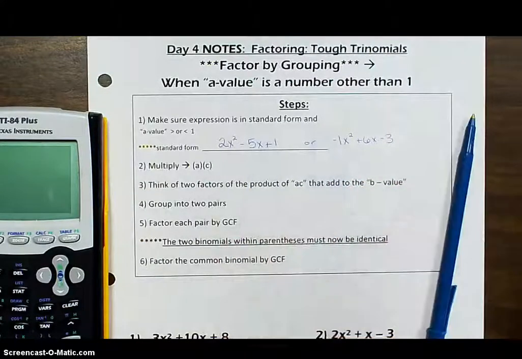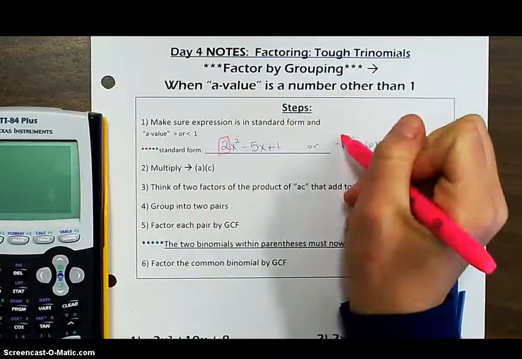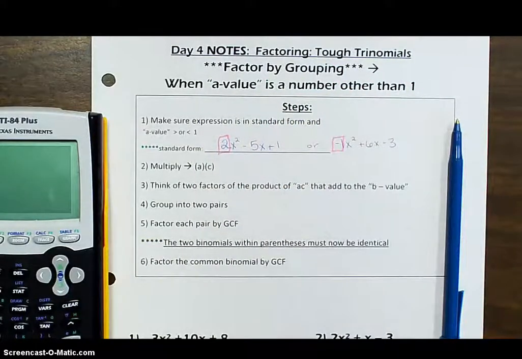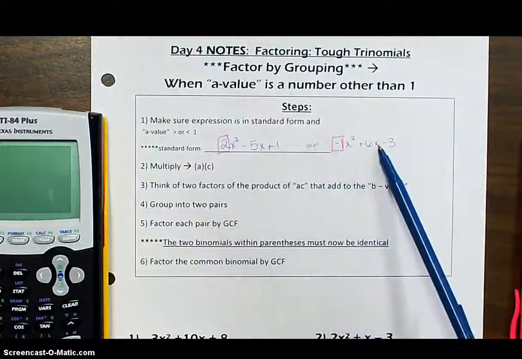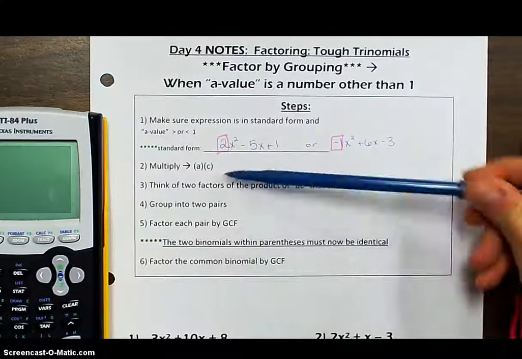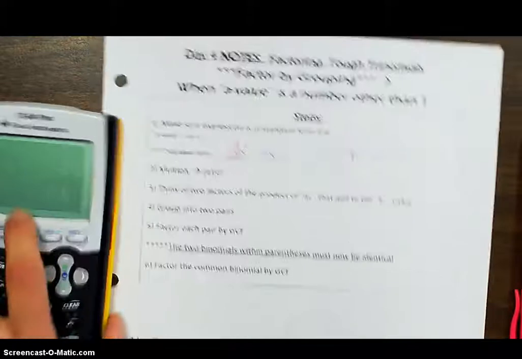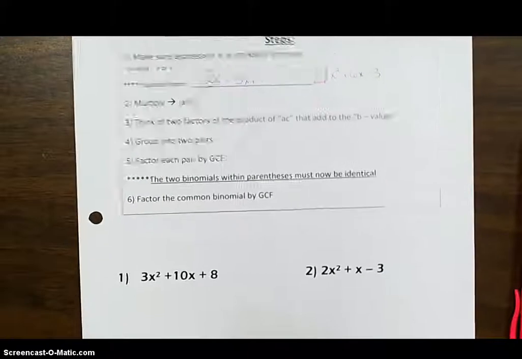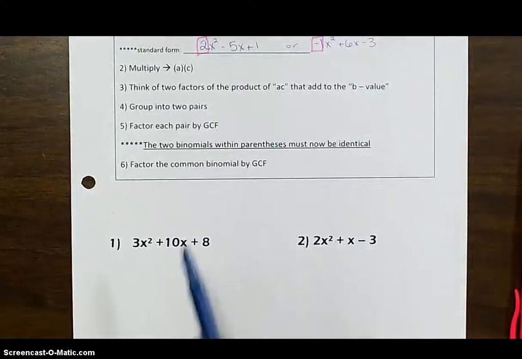So it is when this A value, the number in front of your x squared, is a number other than positive 1. And in order to factor these types of polynomials, we're going to follow through these steps down below. All right, so let's go ahead. I'm going to go through those steps with you as we actually practice. So let's take a look.